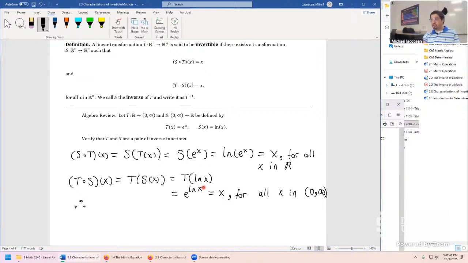After you do that, you can just conclude S equals T inverse. So that's what this core definition is really all about. Invertibility means you can compose and get back the vector X in these two different ways. Any questions with that fast review topic here from days ago?